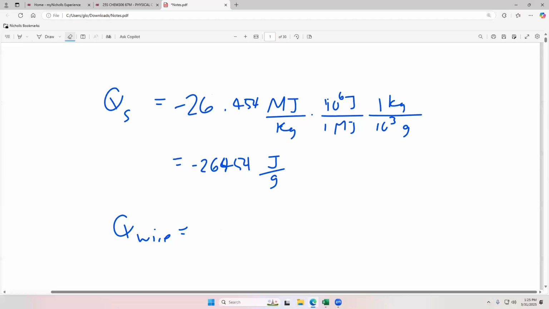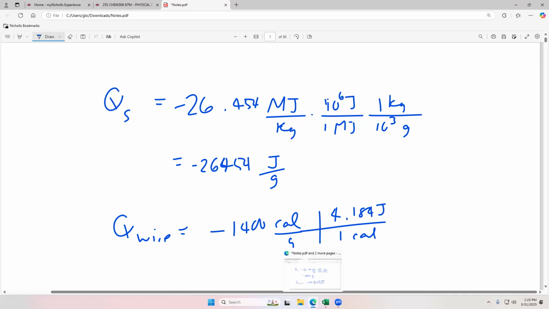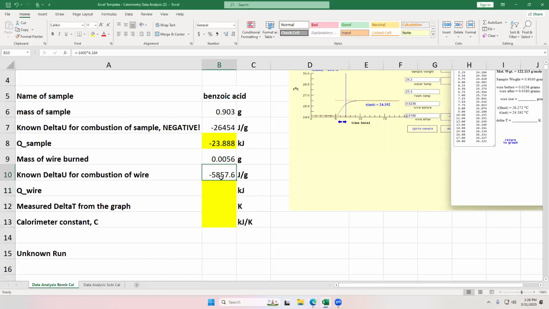Okay, so it's minus 1400 calories per gram times 4.184 thermochemical joules per thermochemical calorie. So that's Q for the wire on a per gram basis, minus 5857.6 joules per gram. Now, if you're gonna use that later for your standard run, you're not gonna change that. It's the same standard that you're using for the wire and the benzoic acid.